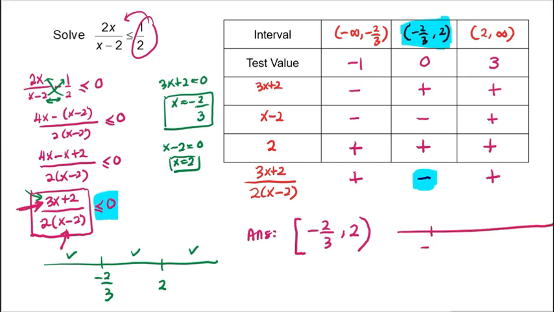If you want to write in what we call real number form, we have something like this. So negative 2 over 3 is included, but 2 is not. Okay, and something like this. Right, now let's go to this part.